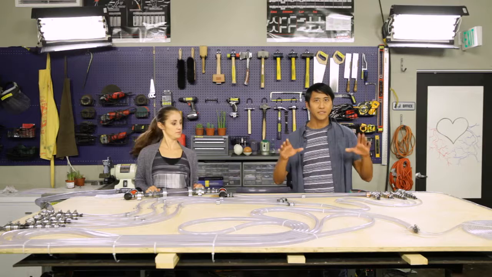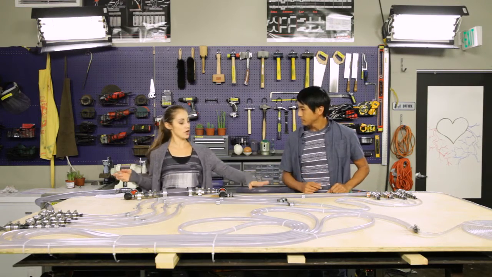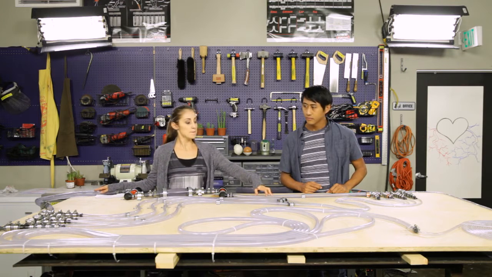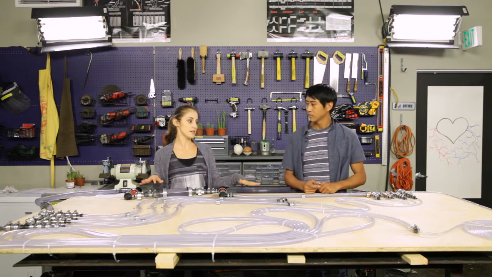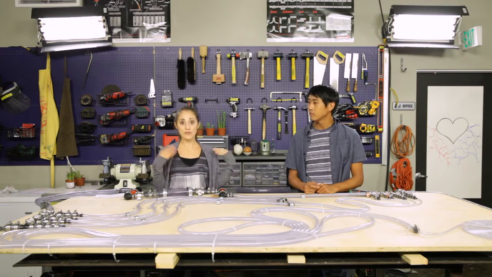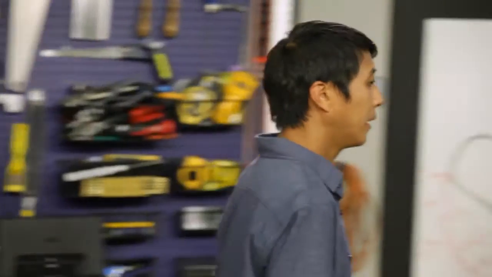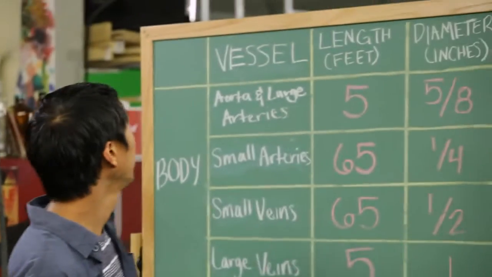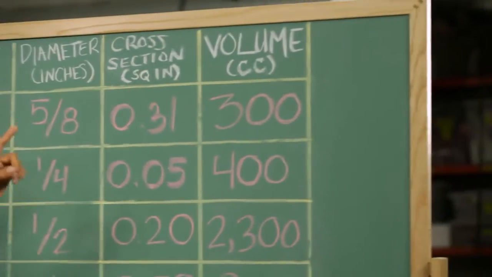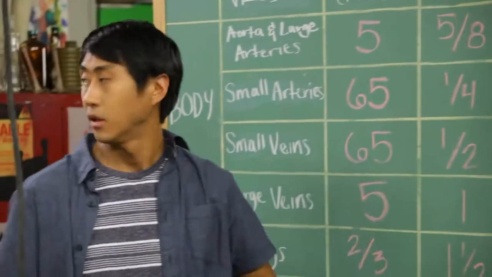Why are there so many different sizes? Well, first, the arteries are smaller than the veins, but the farther you get from the heart, both types of vessels get smaller. So I've represented 2 basic sizes, large and small. Cool. Well, according to our chart, the large arteries contain about 300 cubic centimeters.